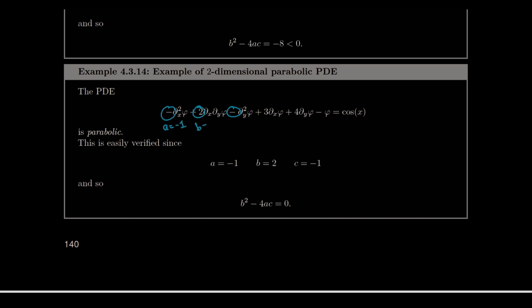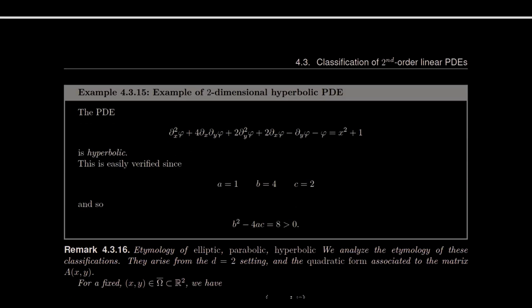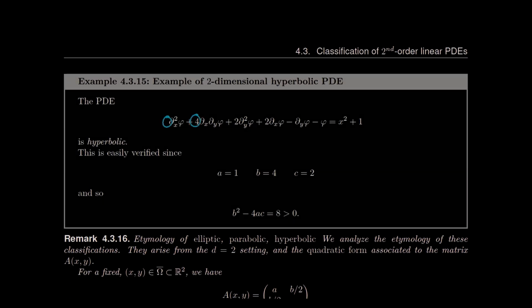So a is negative 1, b is 2, and c is negative 1. There you go. B squared is going to be 2 squared minus 4 times a times c. It's going to be 4 minus 4 is 0, which is precisely our parabolic setting. And then in the last setting, when we have a is 1, b is 4, c is 2, we take b squared minus 4ac. We get 16 minus 8, which is a positive 8. And so we are hyperbolic in the positive setting.